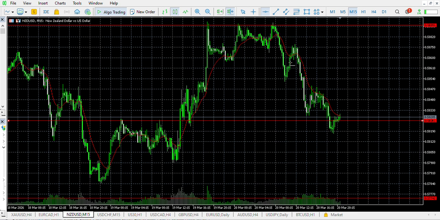Okay, but before the continuation, there is a break of structure to the downside here. So after a break of structure, we expect the market to do a retracement and then a continuation. So we take a Fibonacci retracement.